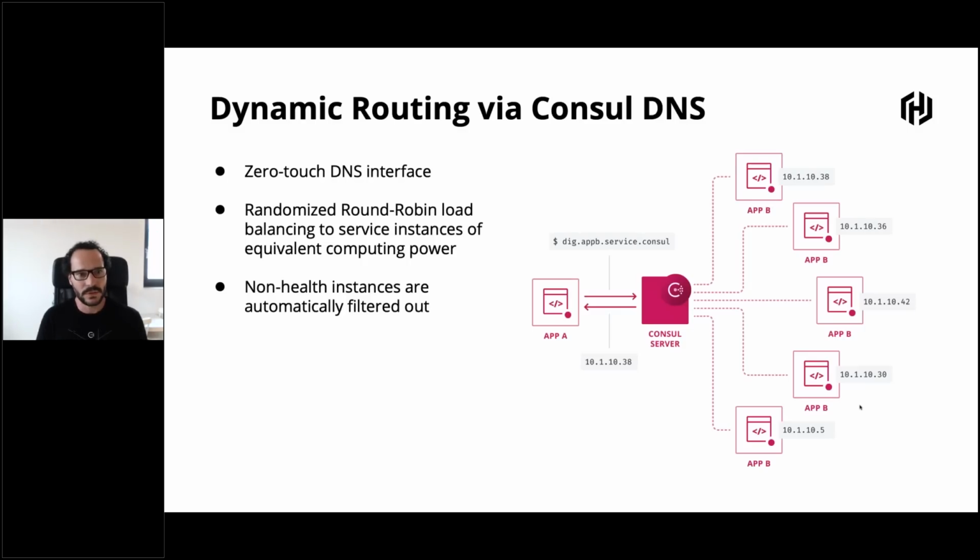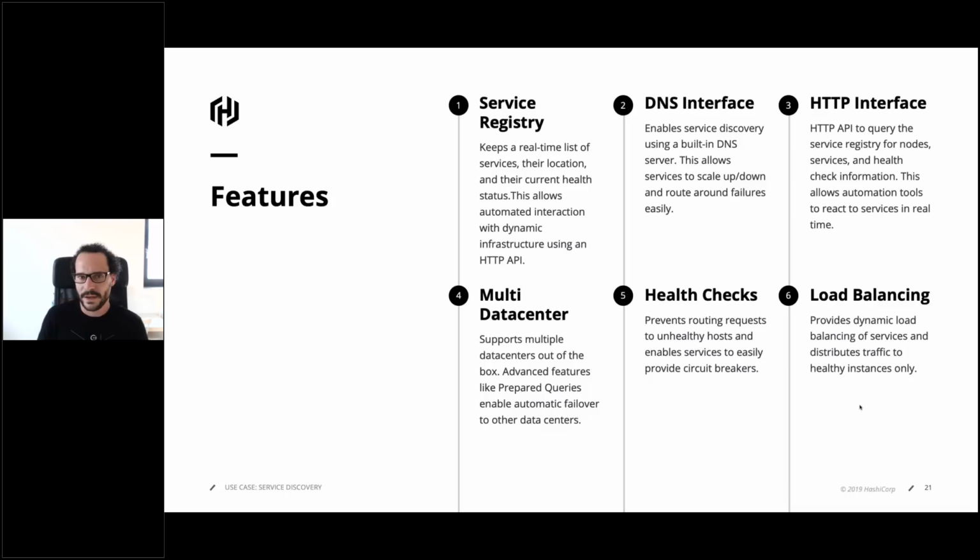As Consul randomizes the answers it sends back to service A, we have out-of-the-box load balancing. So either through our HTTP API interface or through our DNS interface, Consul will randomize the replies, and the service will basically talk to a different endpoint each time it requests a service instance. As mentioned, Consul has distributed health checking, so Consul will never give the IP address of an unhealthy instance of service B back to service A.